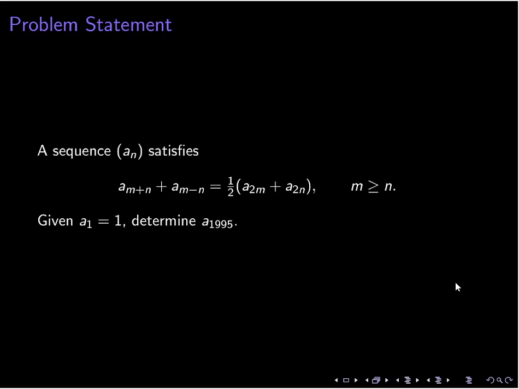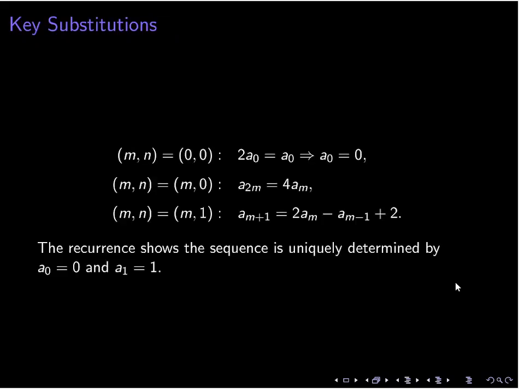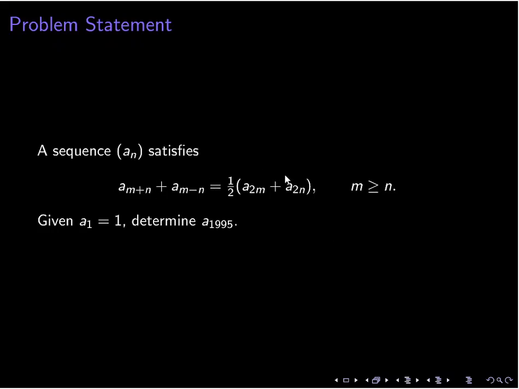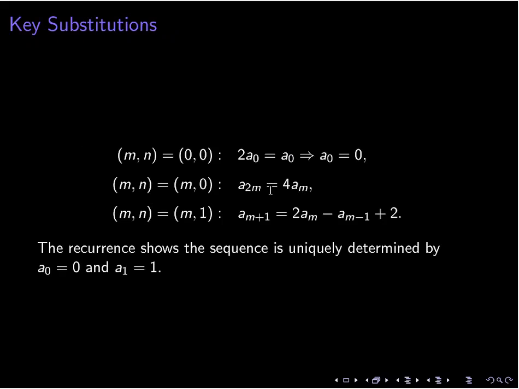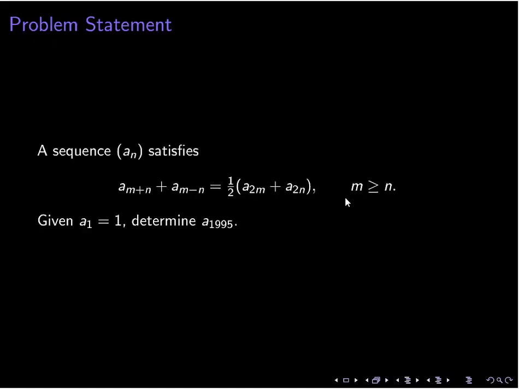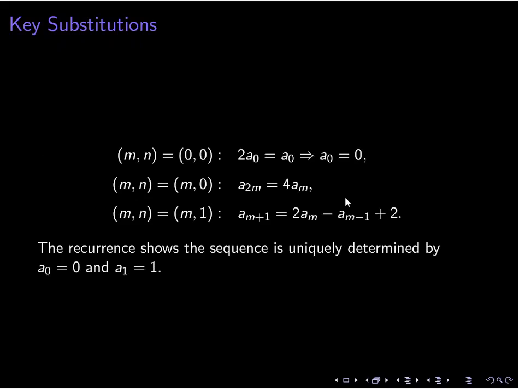Okay, so first thing is we do some substitutions. So we replace m and n by 0, 0, which gives us by this formula that a_0 + a_0 equals 1/2 (a_0 + a_0). So 2a_0 equals a_0, which implies that a_0 equals 0. So now we have the value of a_0, which is good, and the value of a_1, which is 1 by the problem statement.